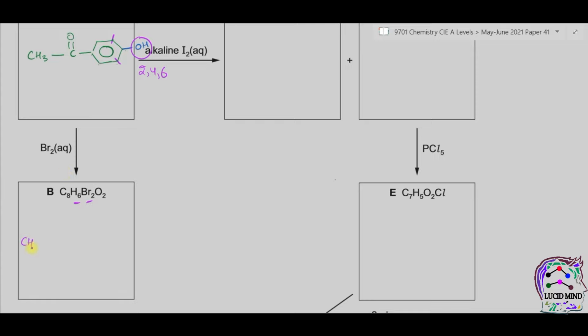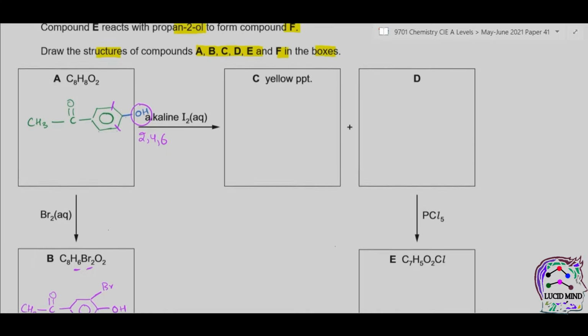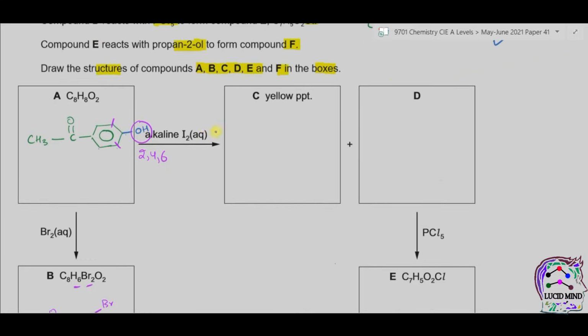We have CH3, C double bond O, then benzene ring. As we have 2 bromines attached, one will be at second position, the second will be at 6th position. OH is still present. Let's move forward in this direction. We have alkaline iodine, so yellow precipitate is formed. As we have a methyl group, it will form CHI3, which is yellow precipitate. And the other part of this will be carboxylic acid attached to benzene ring.